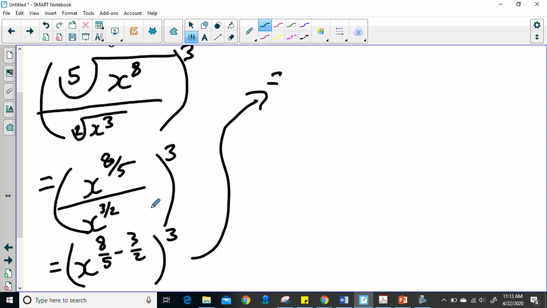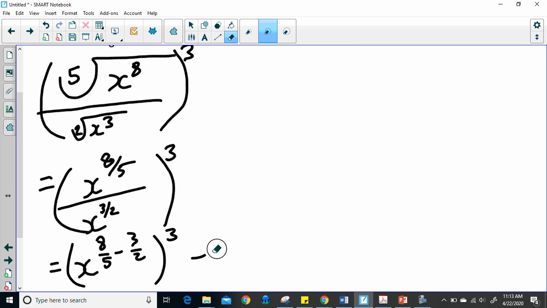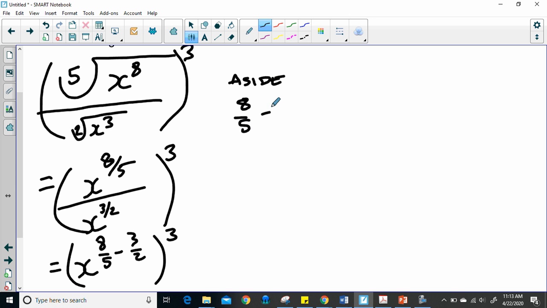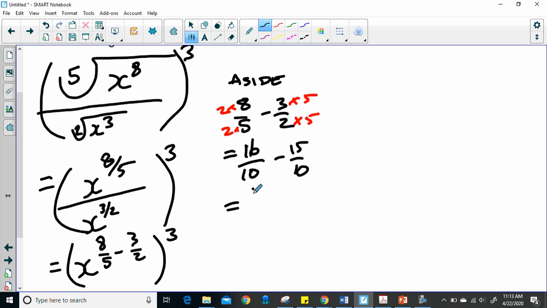Oh boy, fractions. Goodness, let's not do this yet. Let's write this as an aside. So in my aside, I'm going to do 8 over 5 minus 3 over 2. And I'm just going to do it like this because it's so much easier and way less complicated. So common denominator, times by 5, times by 5. Common denominator, times by 2, times by 2. So what does that give me? 2 times 8 gives me 16 over 10 minus 15 over 10. So this is going to give me a 1 over 10.